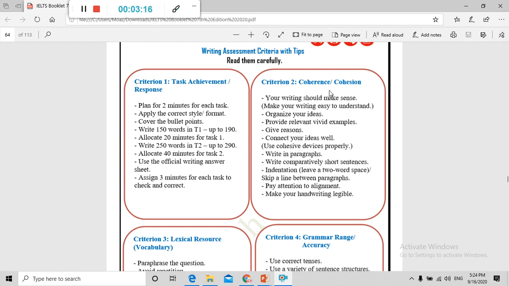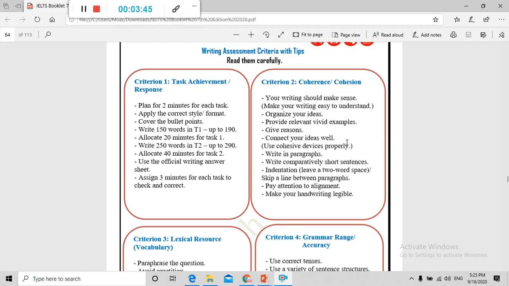Criterion 2, Coherence and Cohesion. What do you mean by this? Your writing should make sense. Make your writing essay easy to understand. Organize your ideas. Provide relevant, vivid examples. Give reasons. Connect your ideas well. So how you connect your ideas? You need to use cohesive devices properly.